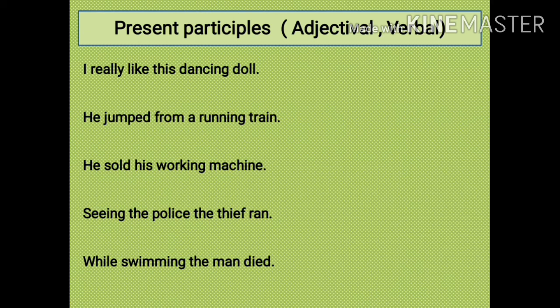Second example, he jumped from a running train. Here jumped is the main verb, running is the second form of the verb, run plus ing, and we have a noun at the end. Now running is the word which is describing the train. Which train? The answer you will get here is running train. So running is not functioning as the verb but it is doing the function of an adjective to describe the train. So this is going to be an adjectival present participle.